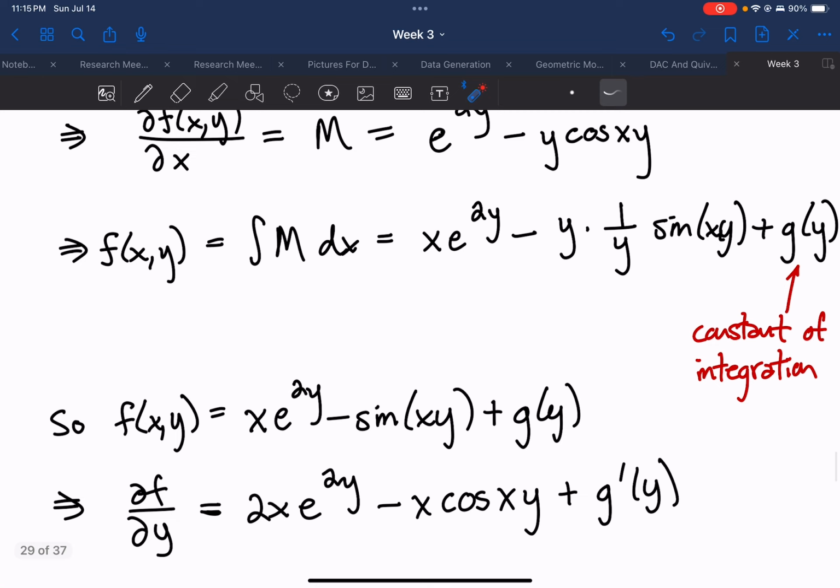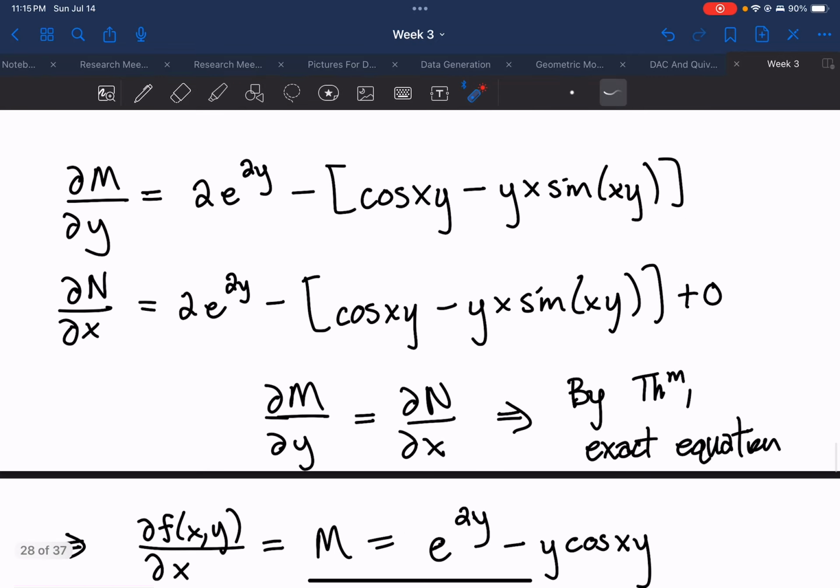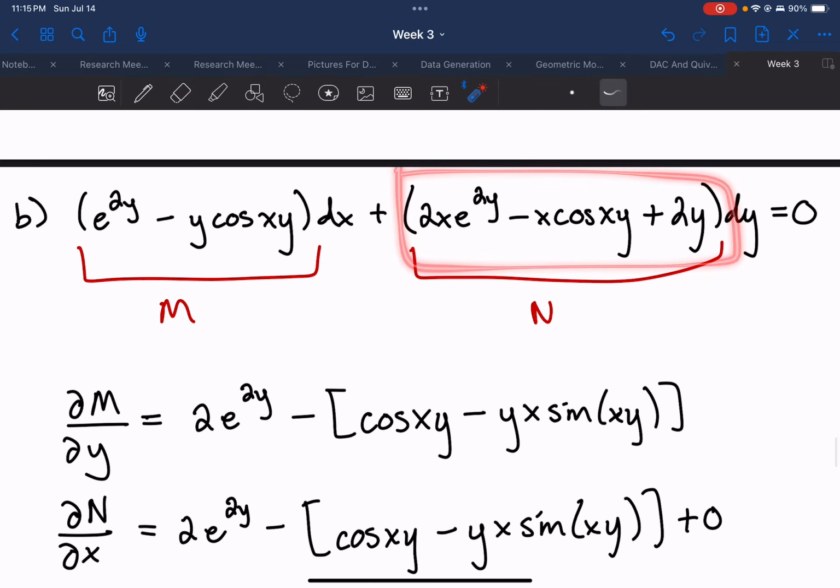So let's do it. Since f equals this, its derivative with respect to y is equal to this. Derivative dy, this doesn't have any y's in it, it hangs out. The 2 comes down, and we get e to the 2y again. Derivative here, dy, well, derivative of sine is cosine. Derivative of xy dy is just x, that's this. And then the derivative of g of y is g prime of y, dy. Now, here's an expression for partial f partial y.